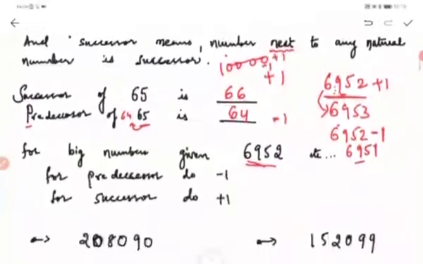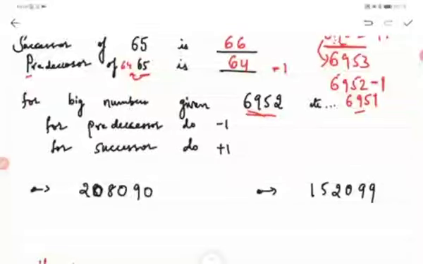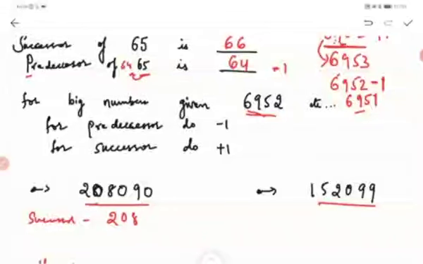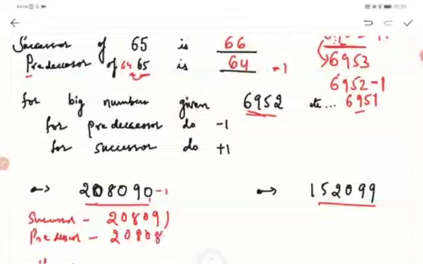All right. Okay, so let us find the predecessor and successor of these two numbers. First, what will be the successor of this number? The successor will be 20891, since we are adding 1 to this. Predecessor means you are just subtracting 1. So how much will you get? If you subtract 1 from this number, you'll get 20889. So this is the predecessor.